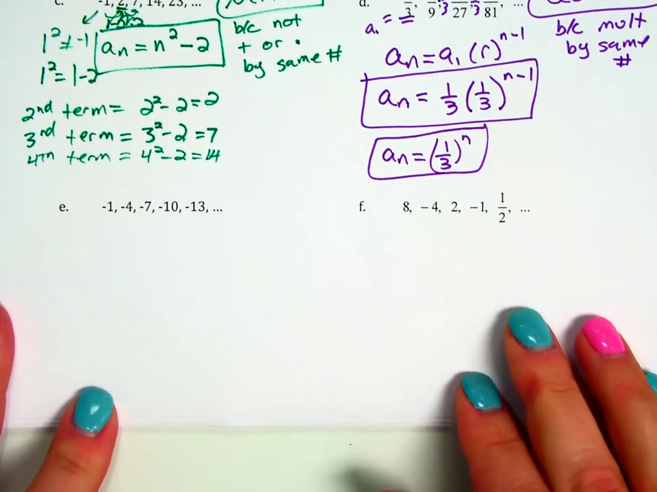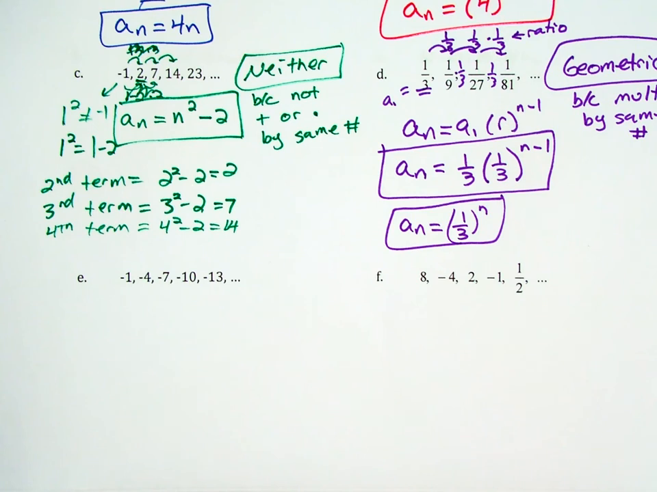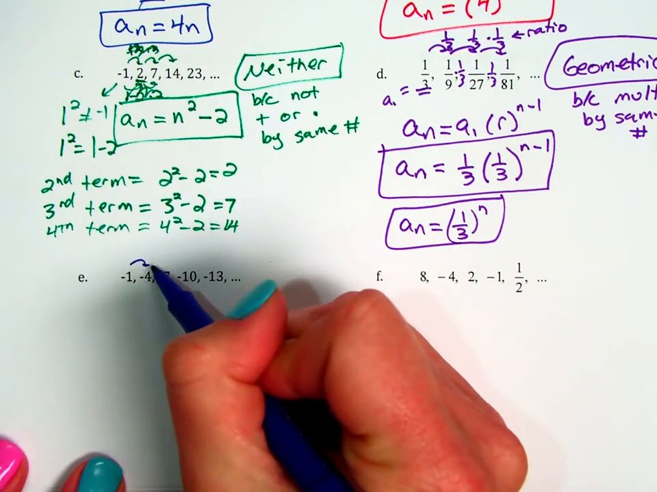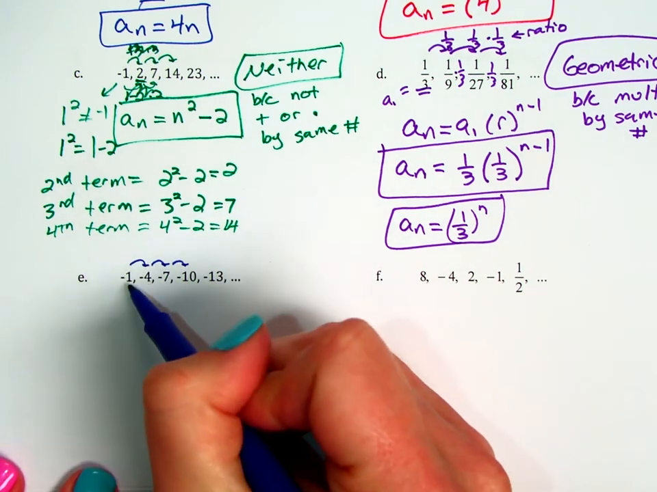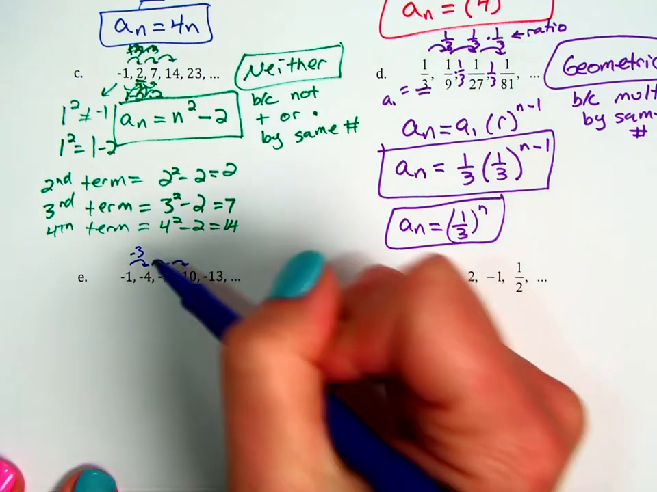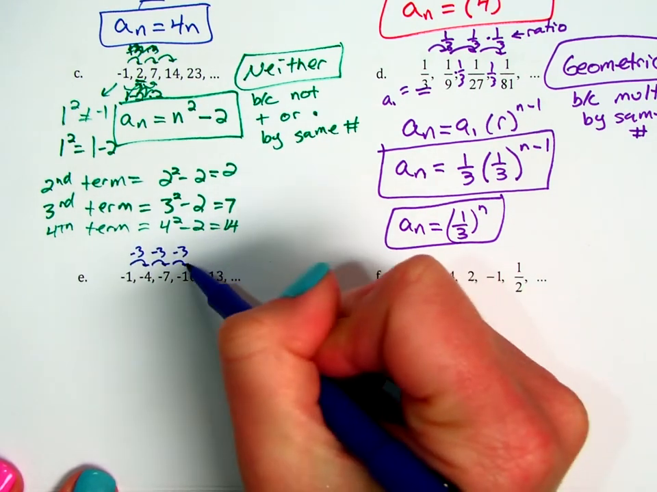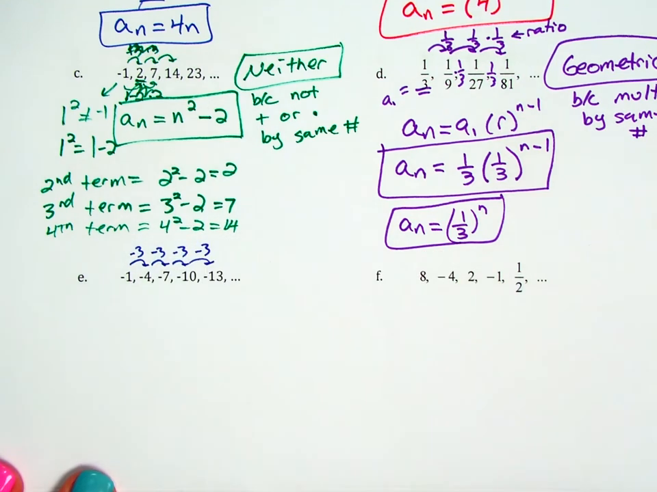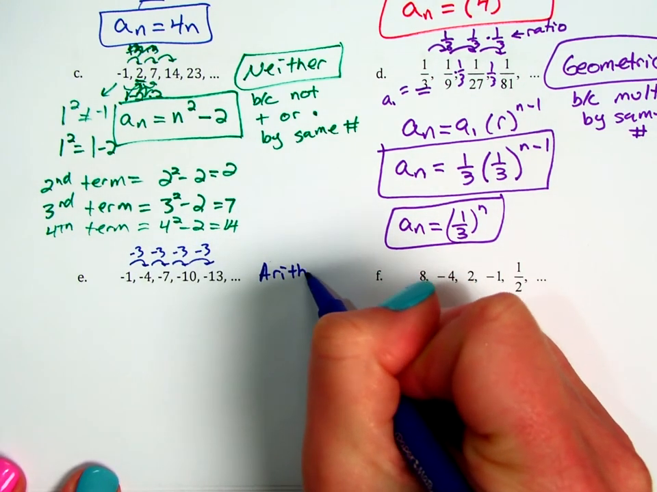All right, so last two for this page. So looking at this one, I'd have to see, am I going up by the same amount each time, or down, or am I multiplying? So I always track addition or subtraction first. So to get from 1 to negative 4, I'd have to subtract 3. Negative 4 minus 3 is negative 7. Negative 7 minus 3 is negative 10. And negative 10 minus 3 is negative 13. So this one is arithmetic.